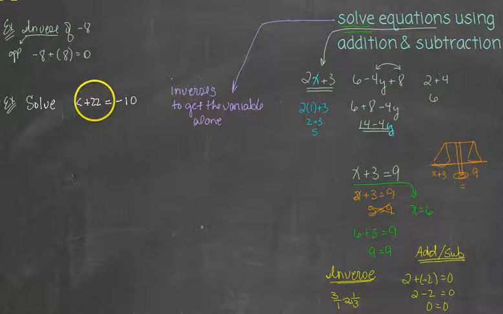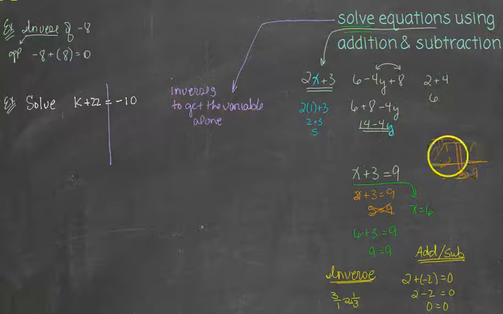And alone means on one side of the equal sign by itself. You can see if I were to put a wall between the two sides, k is not alone. k has a plus 22 with it. So we're going to use an inverse to get rid of that plus 22, and then we're going to use the equal sign to maintain balance.